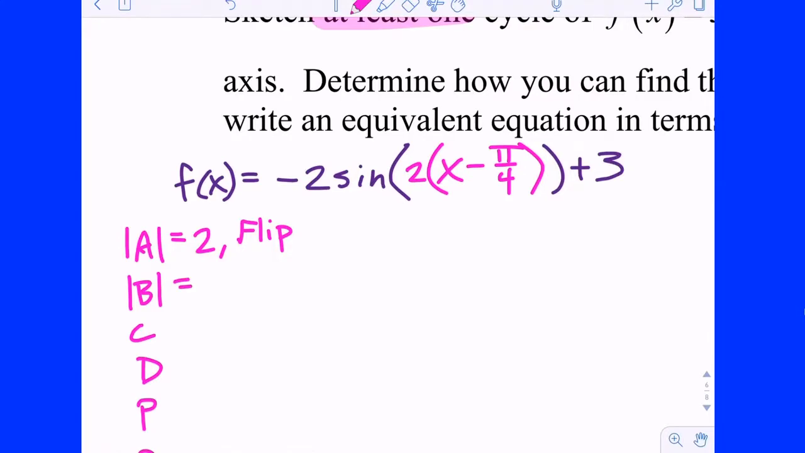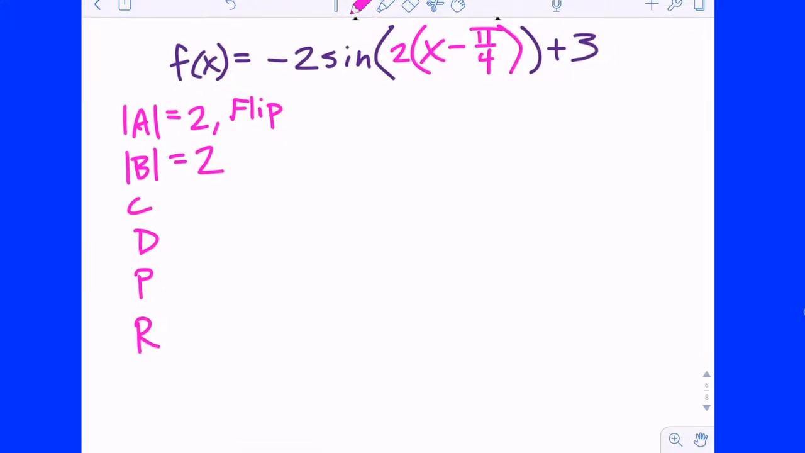B, the absolute value of B is what? Also 2. So how many cycles are we going to see between 0 and 2 pi? 2. Very good. Because B is the number of cycles you'll see in 2 pi. So if you're going to see 2 full cycles between 0 and 2 pi, what's the length of each one? Pi. Has to be. So once you find B, you can jump down here to P. Remember, it's 2 pi over the absolute value of B, which for us is 2 pi over 2, which of course is pi. It makes sense, right? 2 full cycles between 0 and 2 pi, so each one is pi.